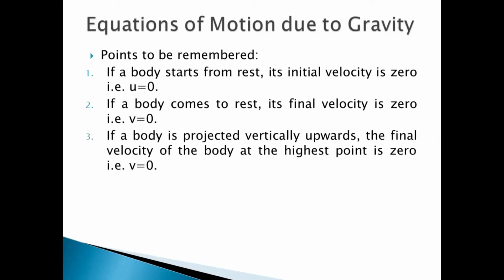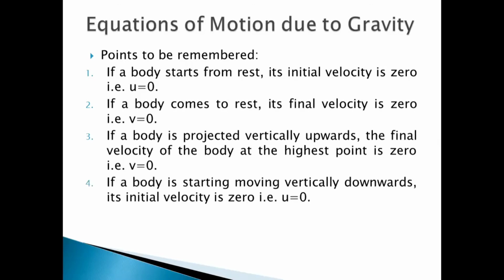Third thing, if a body is projected vertically upward, it will come to rest at some point, and that is usually the highest point, or the height at which it is going to come to rest. So the final velocity of the body at that highest point is zero. If the body starts moving vertically downward, its initial velocity is zero. Yes, it is the extension of point number 3. When it comes from a height, its initial velocity has to be zero.